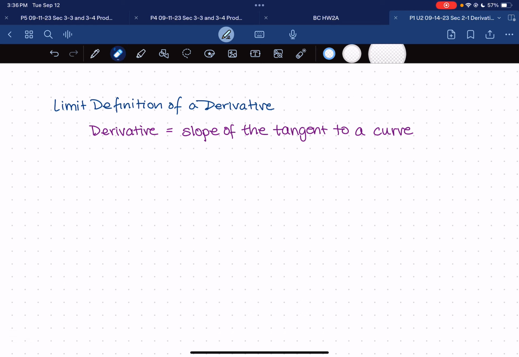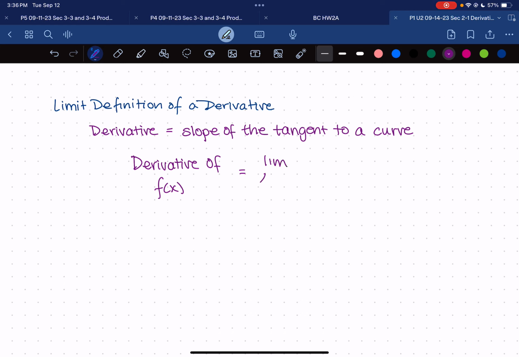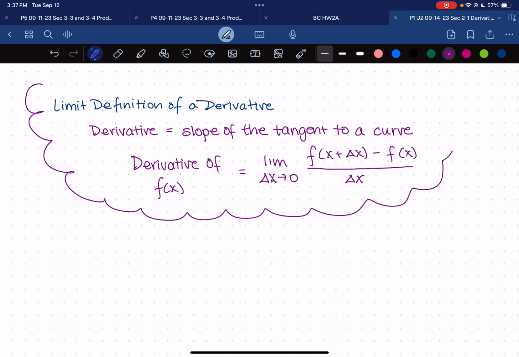So the derivative of a function is equal to, the derivative of f of x equals the limit as delta x approaches 0 of f of x plus delta x minus f of x over delta x. And there it is.